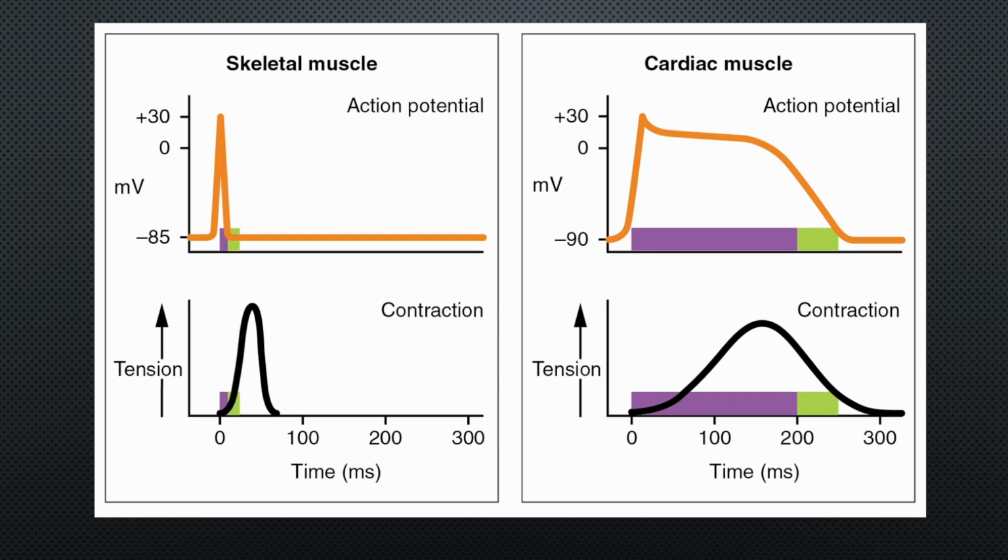What I do want you to see here is how both the electrical component, that's the action potential, and the tension component take longer in a cardiomyocyte. That's not an inefficiency, it's actually quite the opposite.